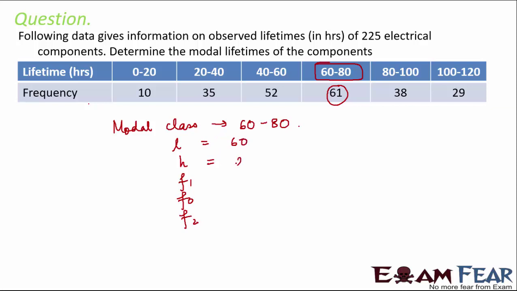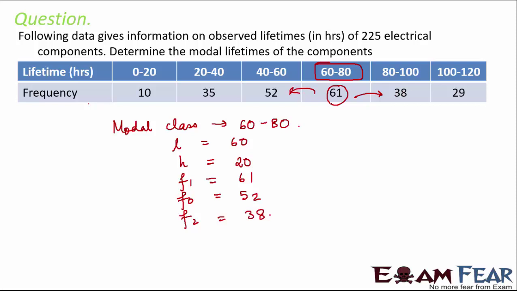H is class size, which is 20, 60 minus 80. F1 is the frequency of the modal class, which is 61. F0 is the frequency of the class before the modal class, so that is 52. And F2 is the frequency of the class after the modal class, that is, this one is 38.